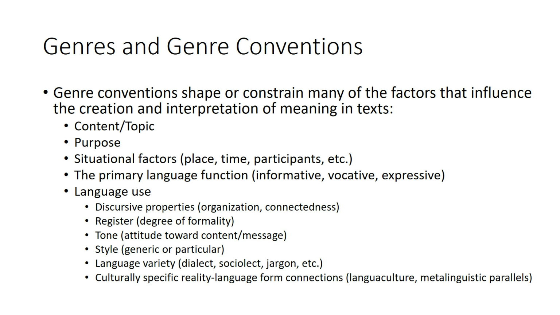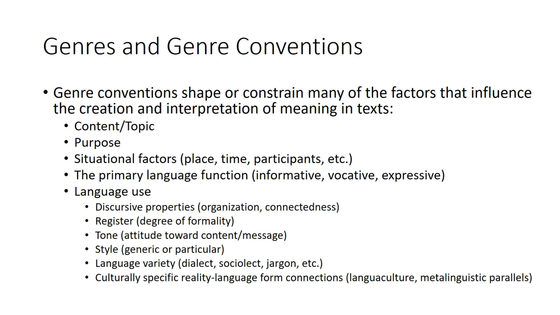So everything from the discursive properties. Discursive properties have to do with how texts are organized. Are they connected? Are there transitions? Are the paragraphs connected? Are the sentences connected? Do they flow? Is there cohesiveness, coherence? The register, that has to do with the degree of formality in a text. When I say register, and this is important, I'm talking about, is the language of the text mostly formal or mostly informal?